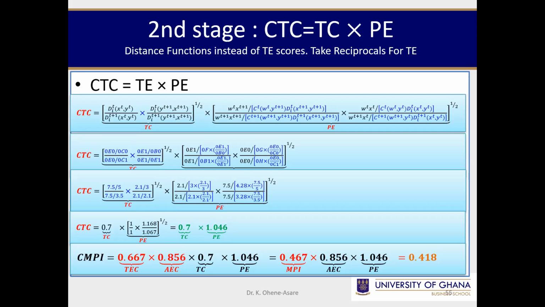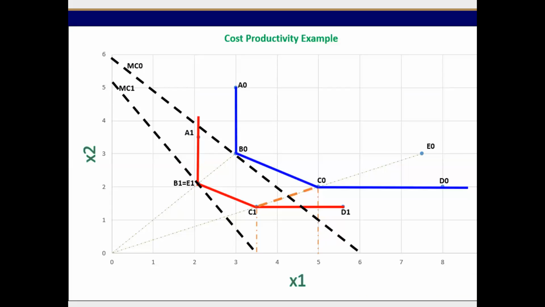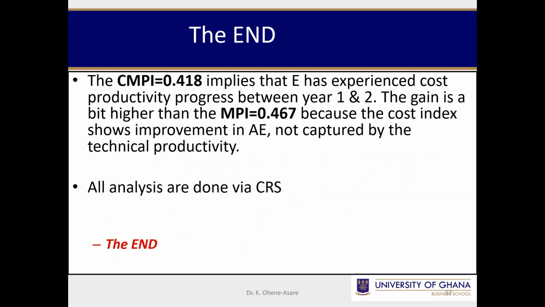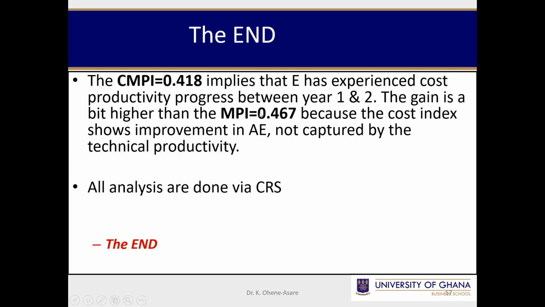Yes. So that is why we cannot ignore the allocative element, because in some cases, the allocative part is powerful enough to increase productivity by a greater percentage. Ladies and gentlemen, this is how you estimate cost productivity. So the cost productivity of 4.16 implies that E has experienced cost productivity progress between years.